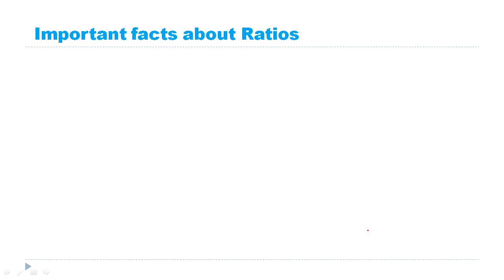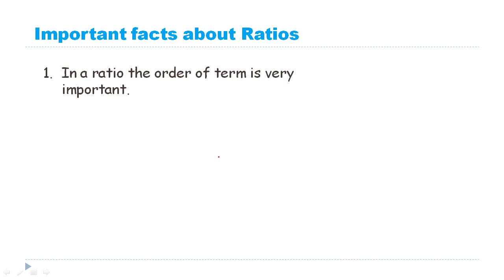Now let us learn some important facts of ratios. The first fact: in a ratio, the order of terms is very important. The order means what? If I write the previous example as 1:3, and I say that the ratio of ages of Jadu and Madhu is 1:3, then you can understand that Jadu is 1 time only, and Madhu is 3 times.